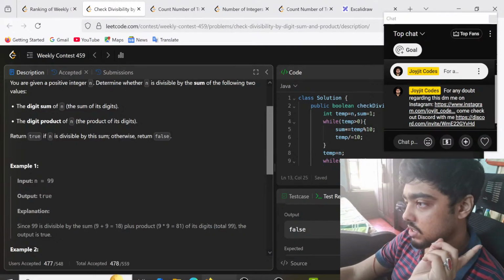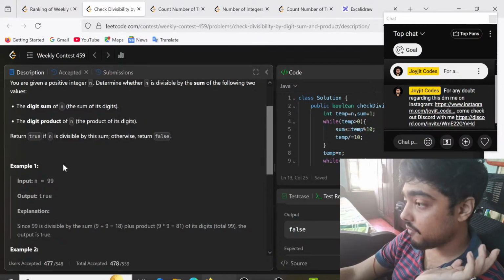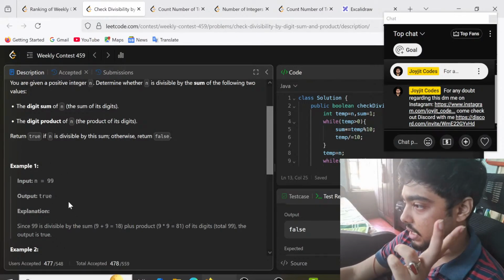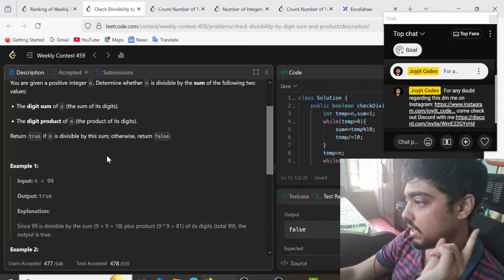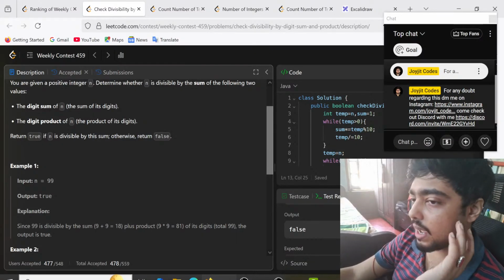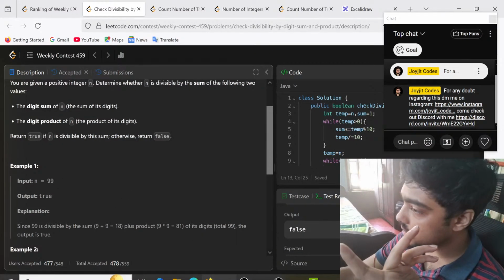99, what is the product of the digits? 9 into 9, 81. What is the sum of it? 9 plus 9, 18. Add 81 and 18, it becomes 99, okay? 18 and 81, if you add it, it becomes 99. And is 99 divisible by 99? Yup, it is divisible. So it's a true.